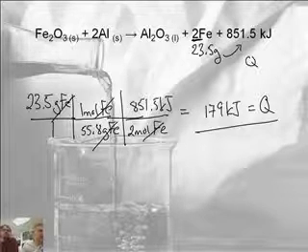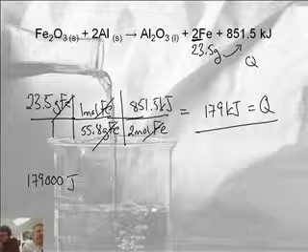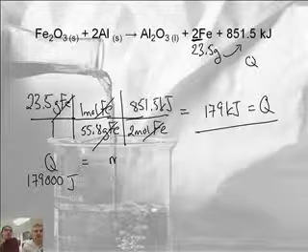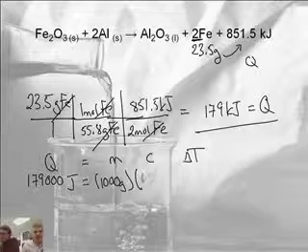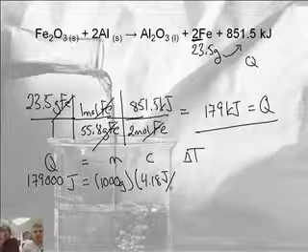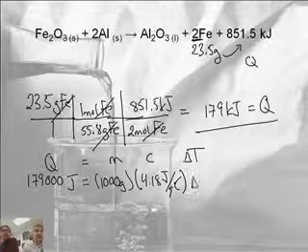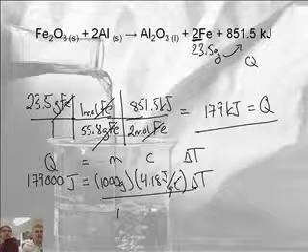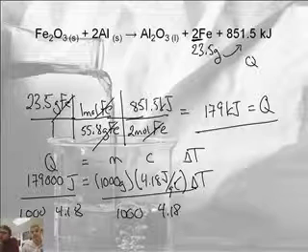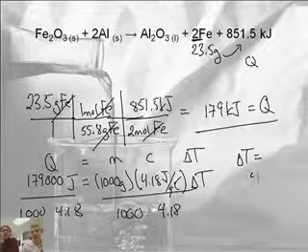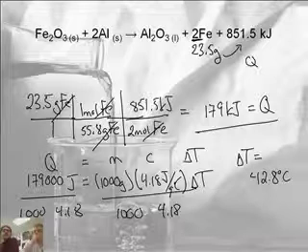The problem is that's in kilojoules, and we need it in joules. So I'm going to say 179,000 joules, that's my Q, is equal to MC delta T. My mass, if you recall, was 1,000 grams. The C is still 4.18 joules per gram degrees Celsius, times delta T. Now we divide both sides by 1,000 and 4.18, and we get an answer. We get 42.8, so it's 42.8 degrees Celsius.